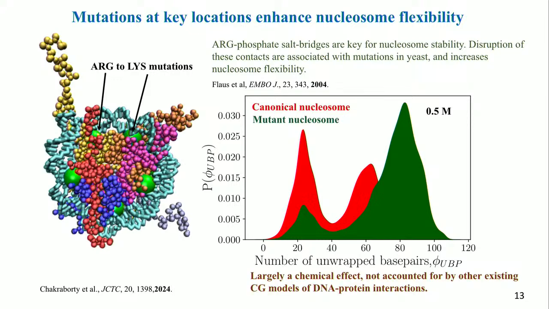The other important aspect here is that this is largely a chemical effect, because lysines and arginines basically have the same charge. So many of the existing coarse-grained models will not be able to capture this, because they use the same kind of energy scale for lysine and arginine contacts. This is one key or unique feature of our model. This only comes about because we are using sequence-specific interactions for the DNA and protein contacts.